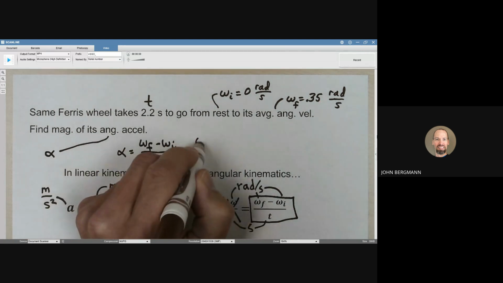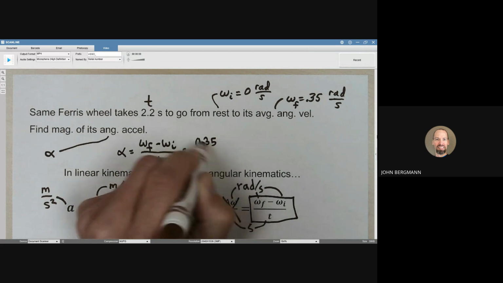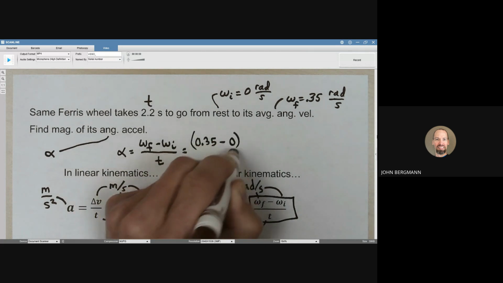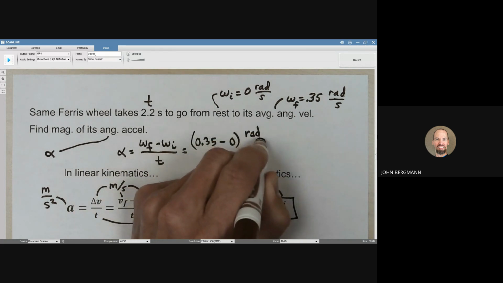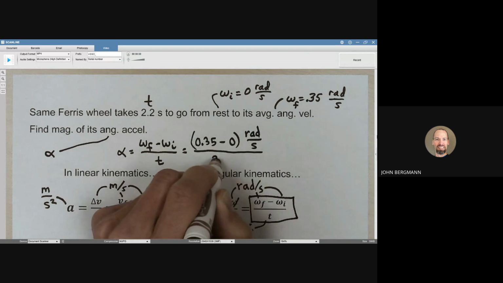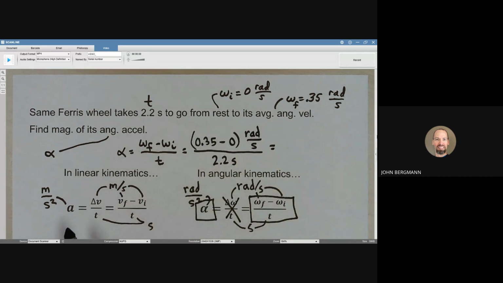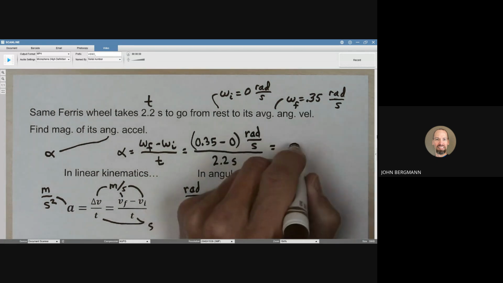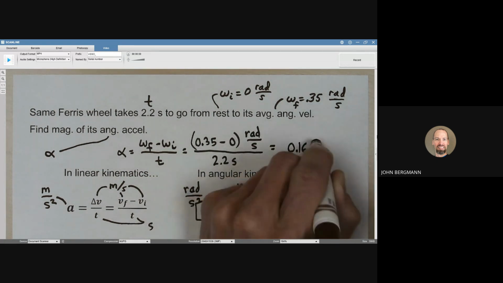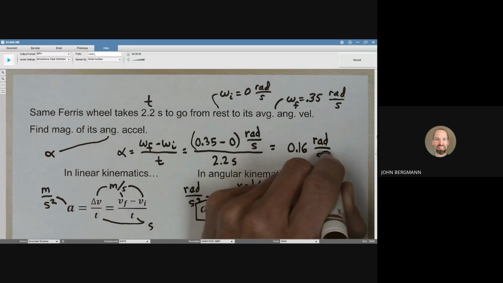Omega final is 0.35. Initially, it was going 0. Again, I will leave the units in there, and we're going to divide by 2.2 seconds. Everything that we're given has two significant figures, so I think we need to round our answer to two significant figures, and that's going to come out to be 0.16 radians per second squared.